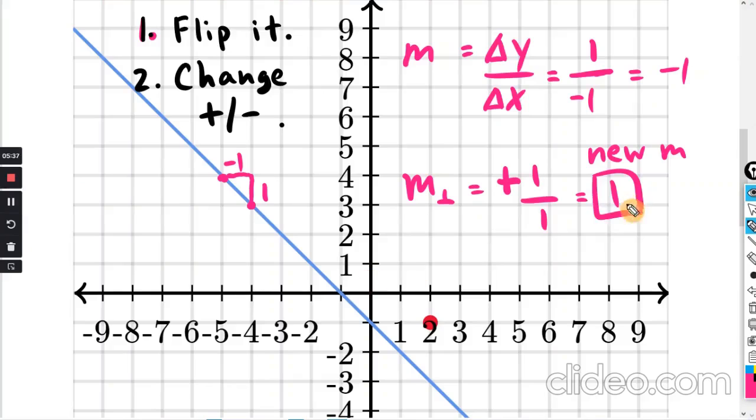So we're going to apply that new slope to the point and the line. Positive 1 over 1 is the same as negative 1 over negative 1. All right, that's the same thing. So I'm going to go from the point to the line. I'll go down 1 and left 1. So negative 1 means down 1, and negative 1 in the denominator means left 1.